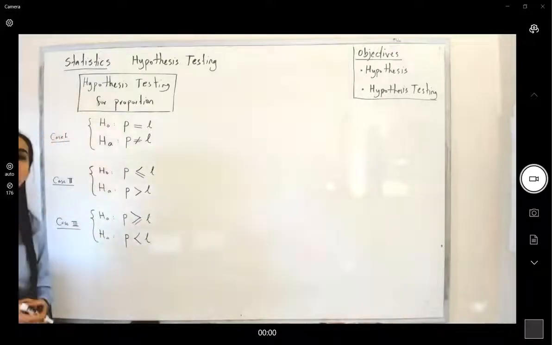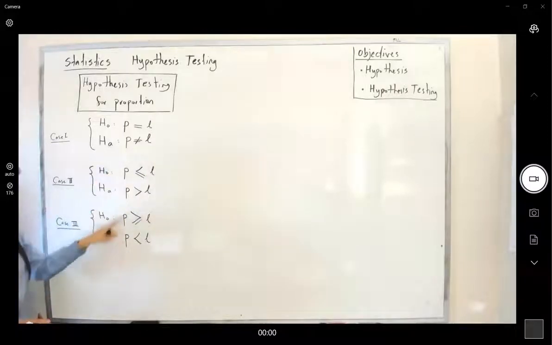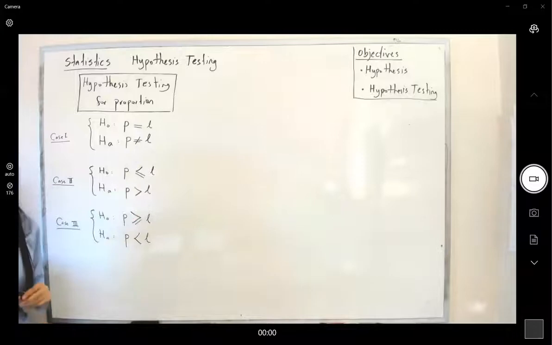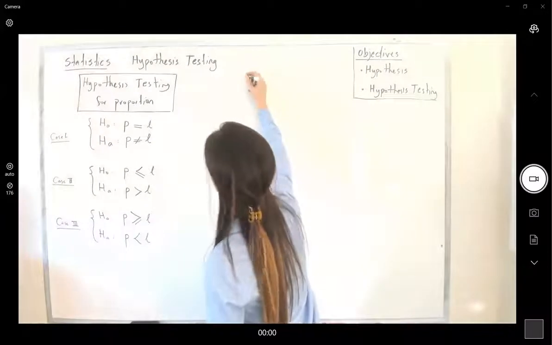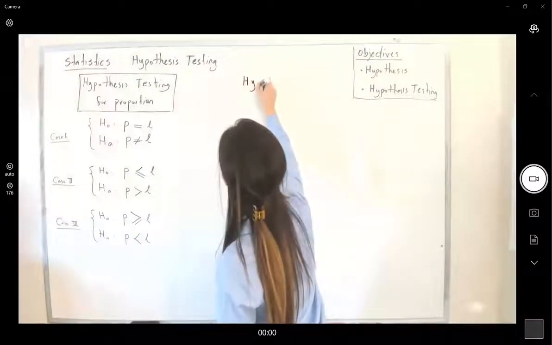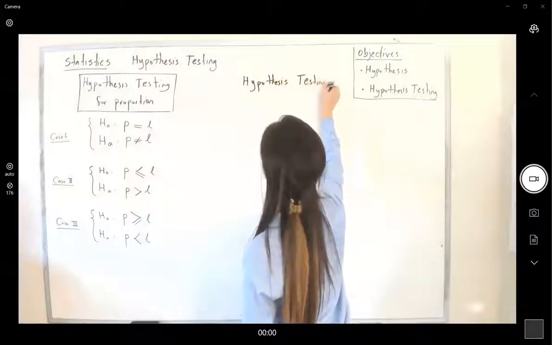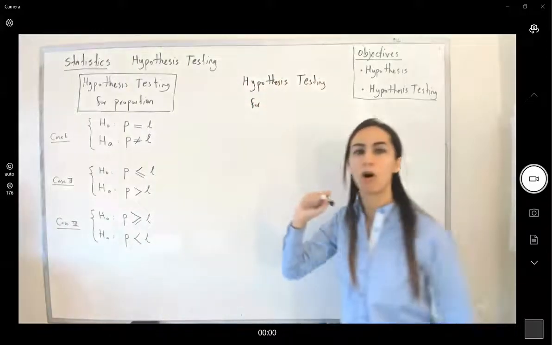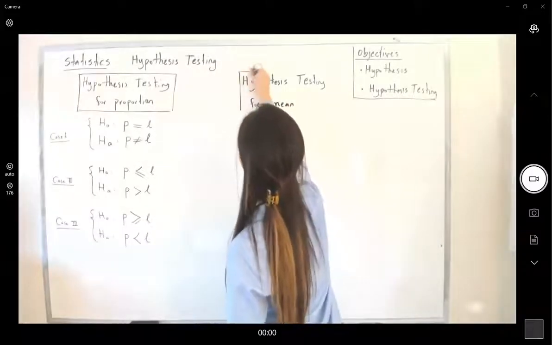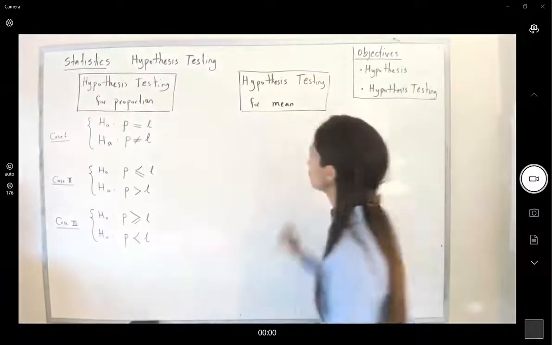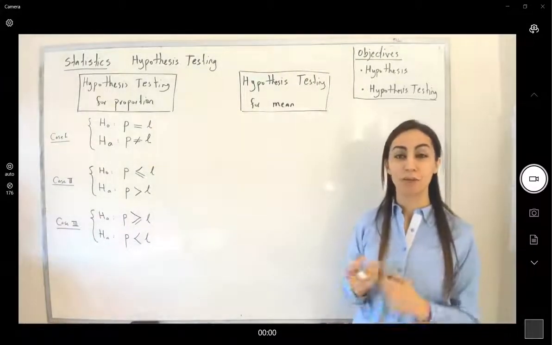Hypothesis testing for population proportion. P represents the population proportion and L is just a number. So another case that we're going to talk about later is hypothesis testing for population mean.